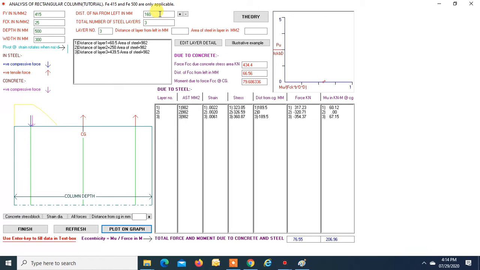Now let us take balance XU, that is 210.52 mm, right? Click enter. Again, click finish. Okay, concrete stress diagram. This is your balance neutral axis. And this is your balance Pu and balance Mu. Let us plot it on the graph, right? So this is your balance section. Now let us take neutral axis equal to 350.